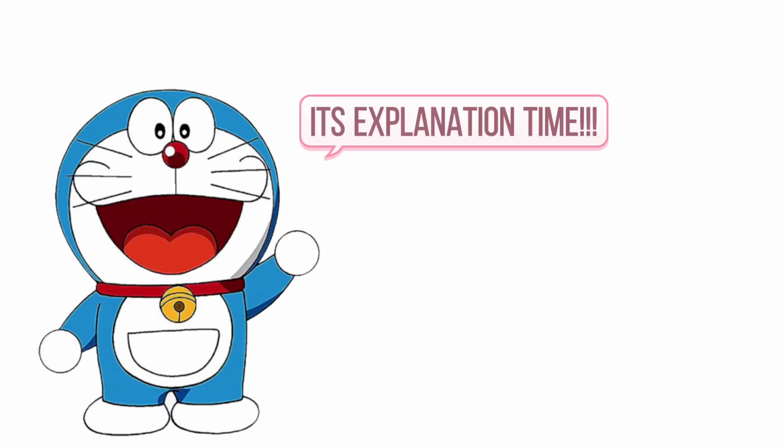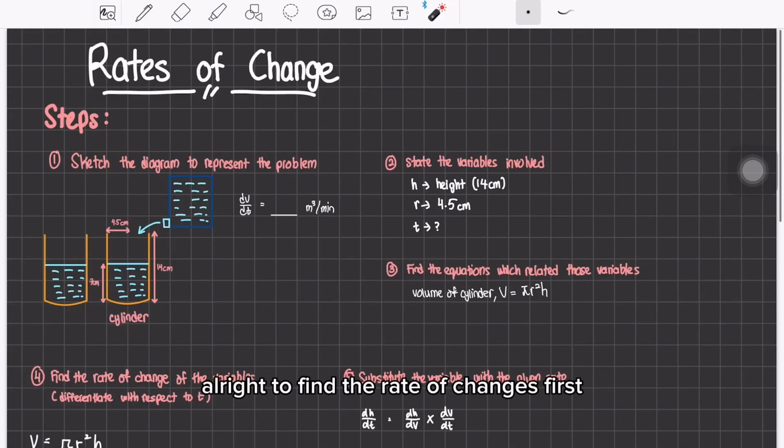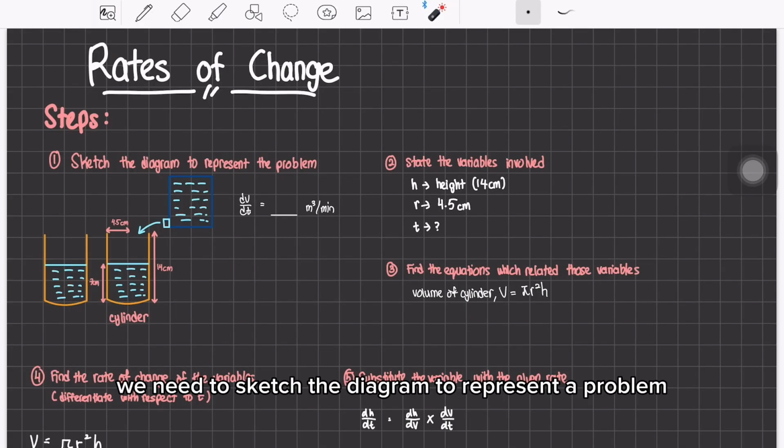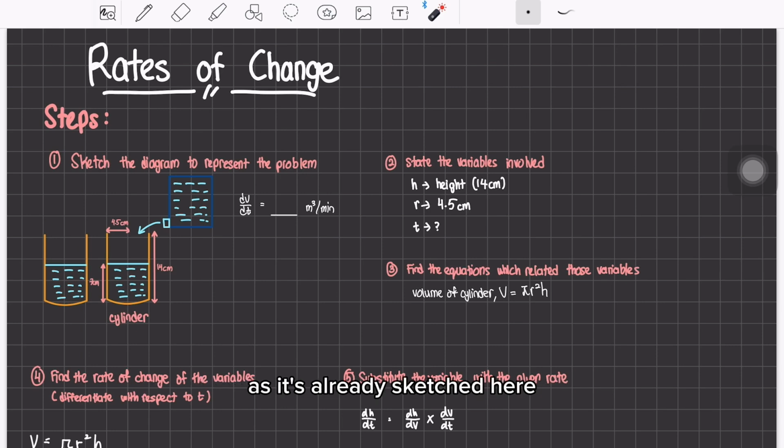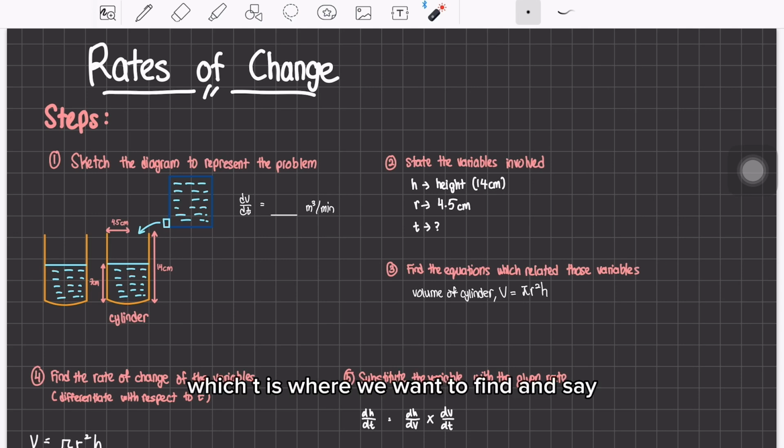It's explanation time with Professor Baim. Alright, to find the rate of changes, first we need to sketch the diagram to represent the problem. As it's already sketched here, we can see all of the labels of the variables. Second, we need to state the variables involved, the values of h and r and t, where t is what we want to find. And third, we need to find the equations which relate those variables.